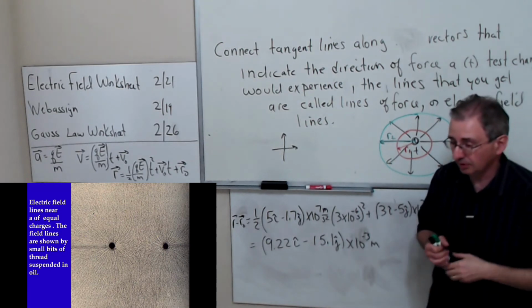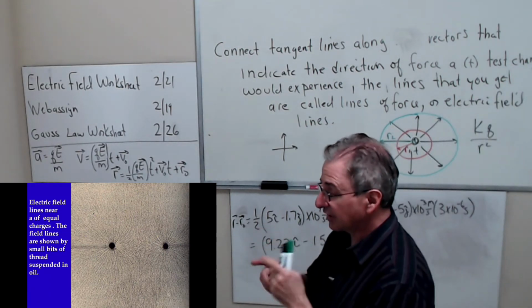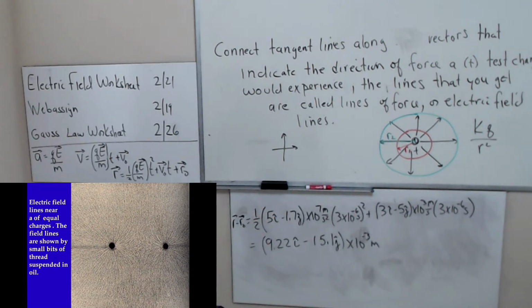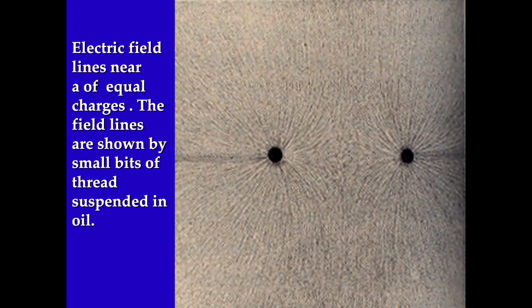So here's an example of the field lines. This is not a picture that's drawn. Let me make this bigger. These are two positively charged conductors that are placed in oil, and there are threads inside the oil, and the threads form the shape of the field. The threads represent the field lines. Can you see that? In fact, the field lines kind of repel each other because both charges are positive.